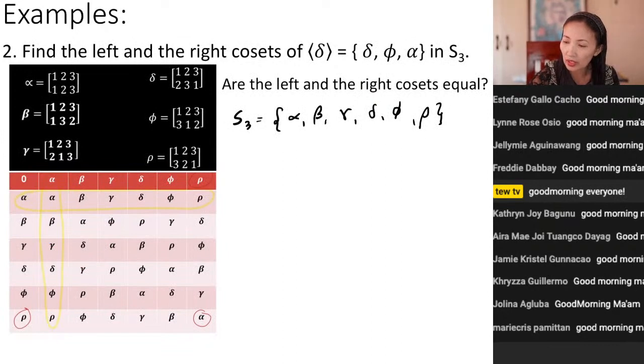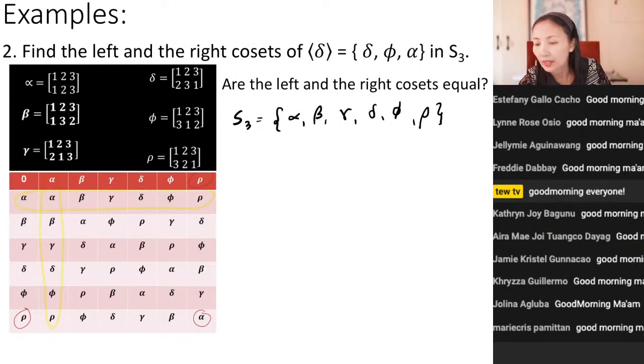So the question here is, are the left and the right cosets equal? Is the set of permutations of n symbols an abelian group? Yung kanina, no problem because we are very sure that addition is commutative. How about here, number 2? Is it an abelian group? Now, let's see. Find the left and the right cosets of delta.